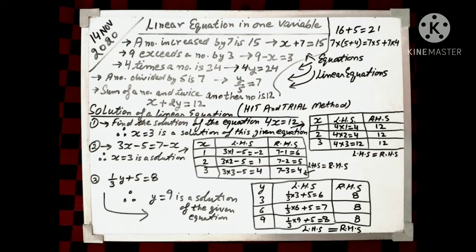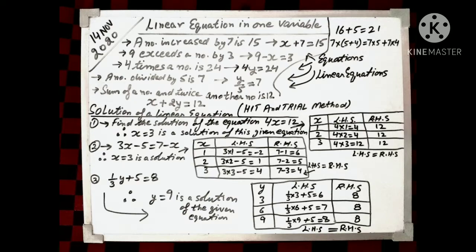So as you can see on the board, I have written linear equation in one variable. Just see on the right top, I have written 16 plus 5 is equal to 21, 7 into 5 plus 4 is equal to 7 into 5 plus 7 into 4. So this is a very simple statement, and we have an equal to sign in between. We call this statement of equality or simply an equality, right? But here we don't have any x or y, that means any variable is not here. Now what is an equation basically? A statement of equality which involves one or more variables is called an equation, right?